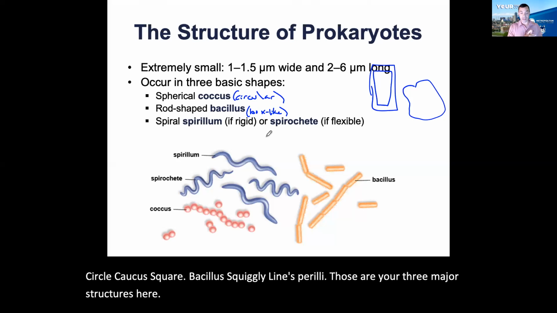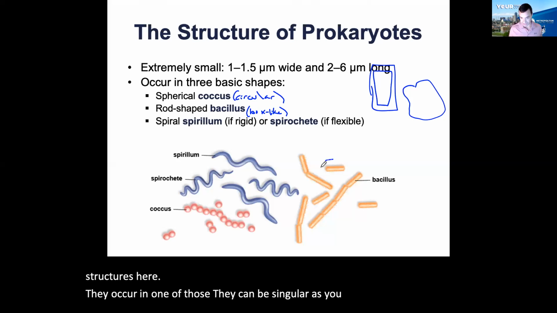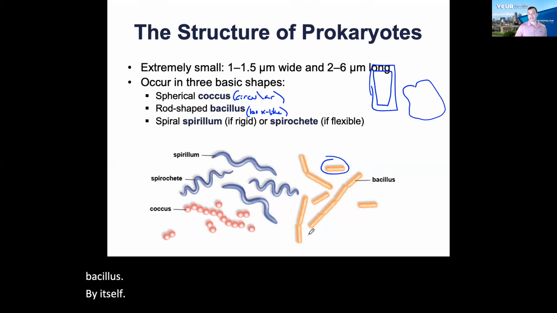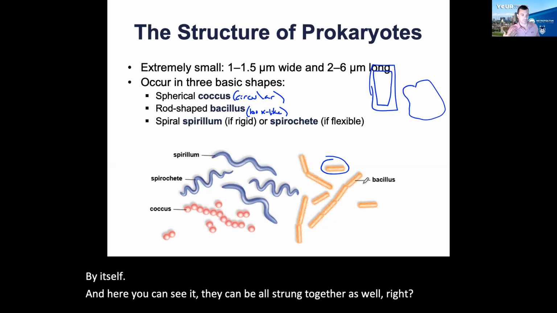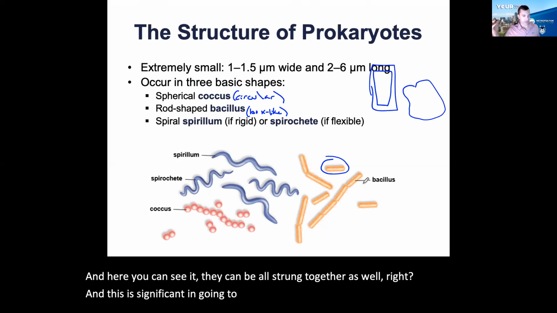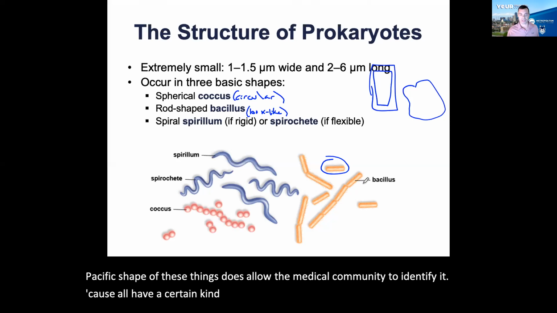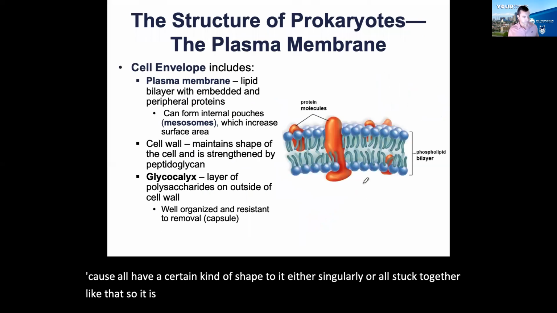They occur in one of those forms. They can be singular, as you can see here, bacillus by itself. And here you can see they can be all strung together as well. This is significant in diagnosing Streptococcus pyogenes. The specific shape of these, either singularly or all stuck together like that, allows the medical community to identify it. So it is significant if you go in that route.